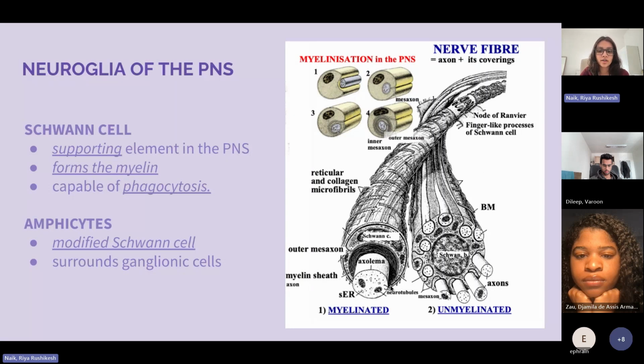The nerve fiber of the PNS again has two types. There's a myelinated one and an unmyelinated one. The only important thing about this diagram is this part over here. The myelinated nerve fiber is covered with reticular and collagen microfibrils. They could very easily ask you this part.